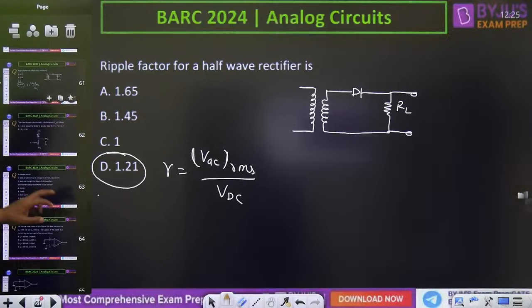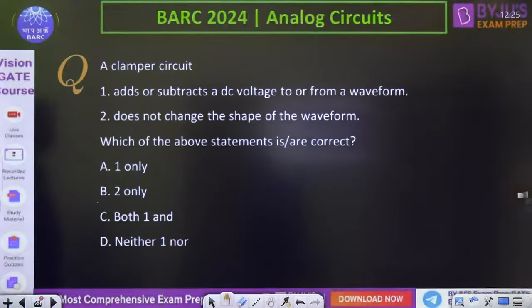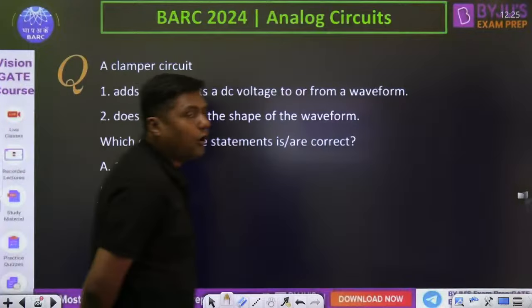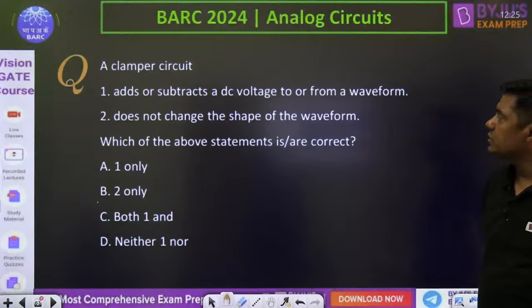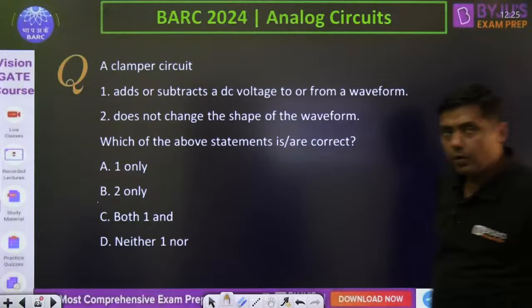Then a clamper. What is the clamper circuit? There are two statements. Which of the following statements are correct? Clamper circuit adds or subtracts a DC voltage to or from a waveform. Clamper क्या करता है? DC voltage को add कर रहा है एक waveform में. Add करता है या subtract करता है? Does not change the shape of the waveform.